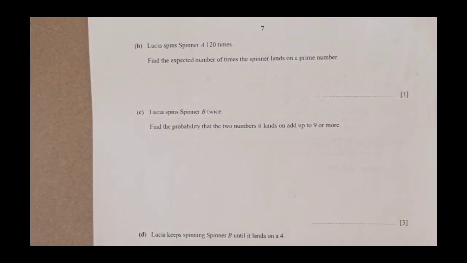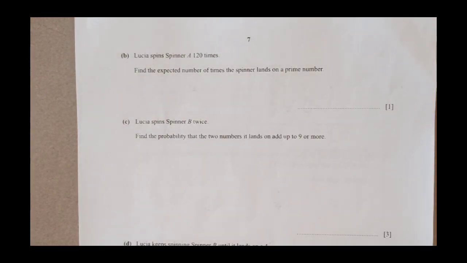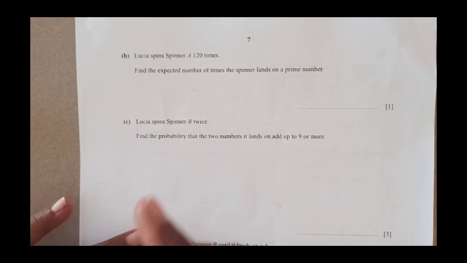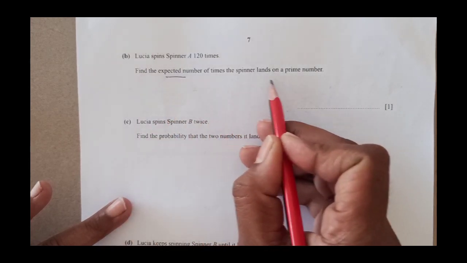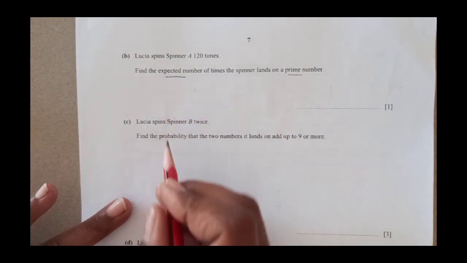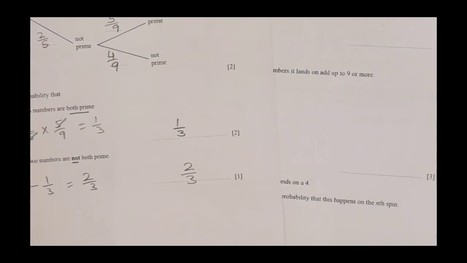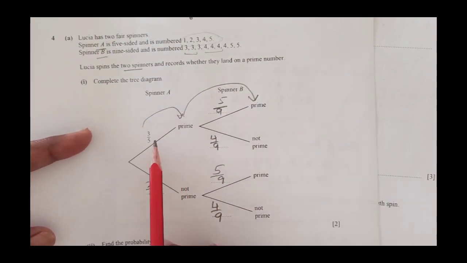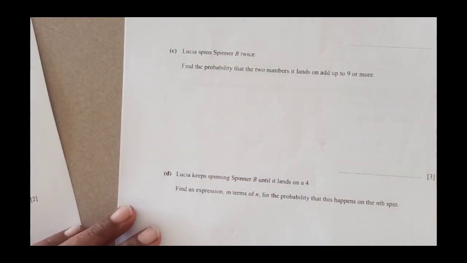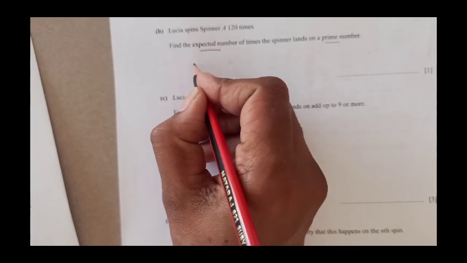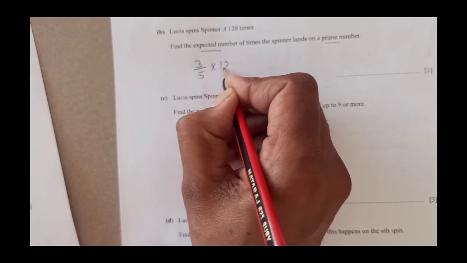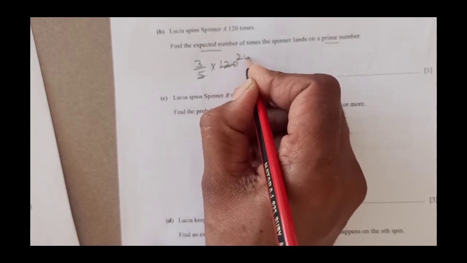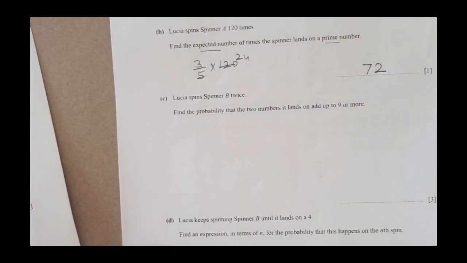Now part B. Lucia spins a spinner 120 times. Find the expected number of times the spinner lands on a prime number. We are talking about spinner A. Spinner A lands on a prime number with probability 3/5. So when it is spun 120 times, this is going to be 3/5 times 120. So 5 times 24 is 120, 24 times 3 is 72, right?